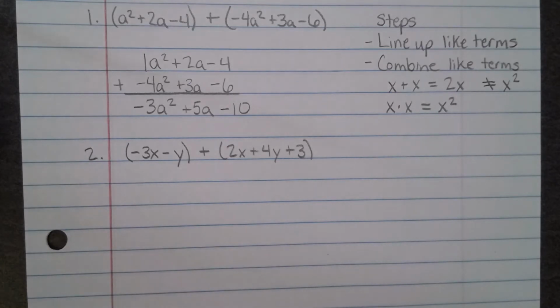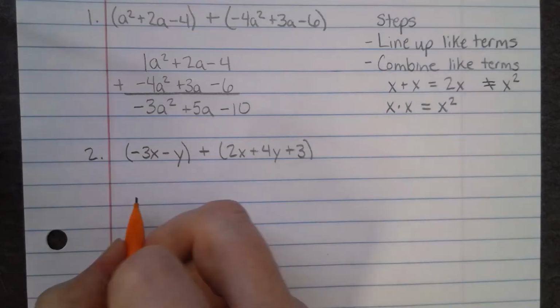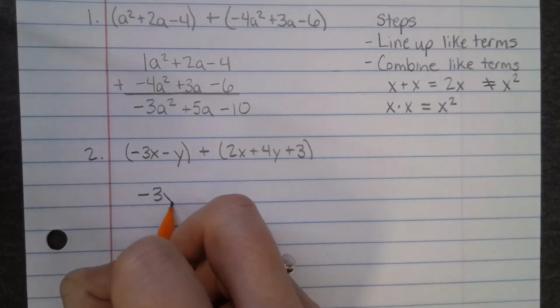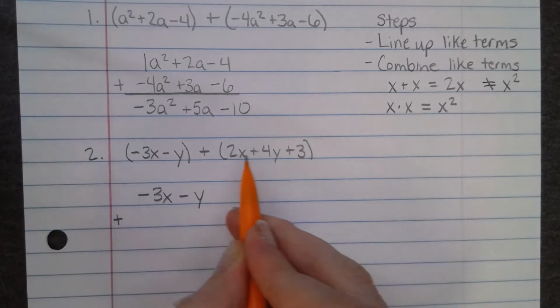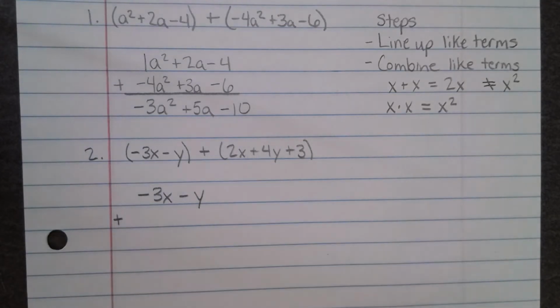So because it is a binomial and a trinomial, we have to be careful with our like terms and make sure we get them all lined up. I'm going to start still with the first one, negative 3x minus y, and add that with, when I line up my terms on the next one, just being careful because I know I have more terms, I'm going to have something that won't line up.